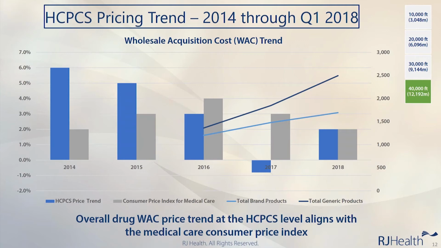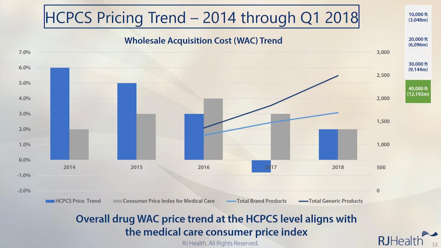The other piece, as you're looking at this data, keep in mind is we're looking at pricing at the HCPCS level. So we're not looking at the overall NDC package. So this normalizes the actual pricing down to whatever the descriptor is on the HCPCS level. So if it's 10 milligrams, then all the NDCs that are components of that are normalized to that 10 milligram descriptor.